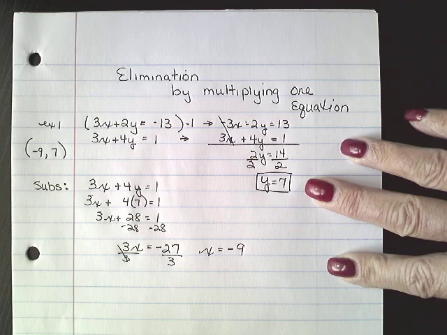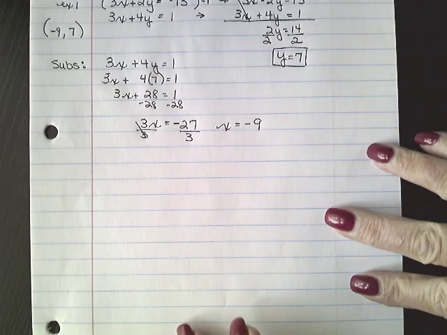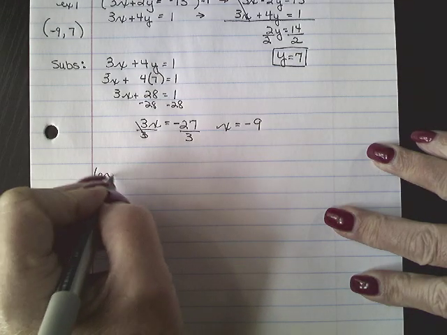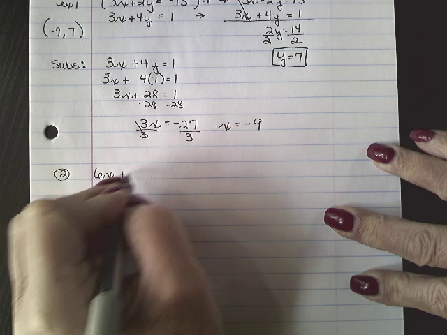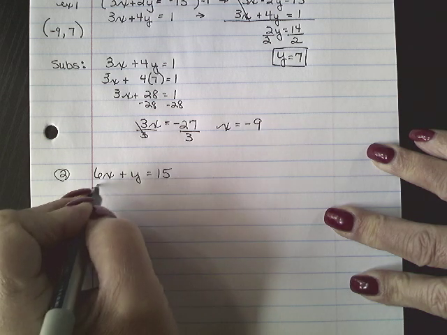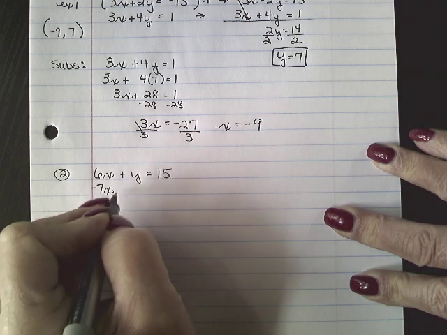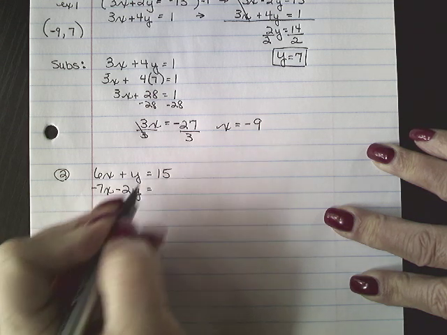Okay, so this first system that we worked on, you're going to multiply by a negative 1. Okay, so always look at your coefficients for each variable to see what you would need to multiply by. All right, second example, we have 6x plus y equals 15. Negative 7x minus 2y equals negative 10.